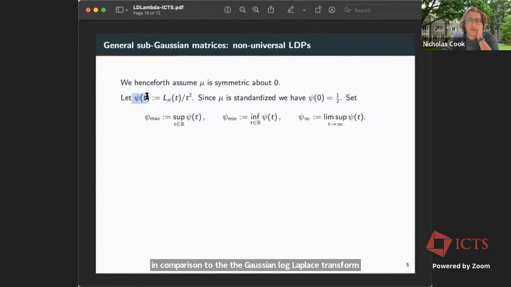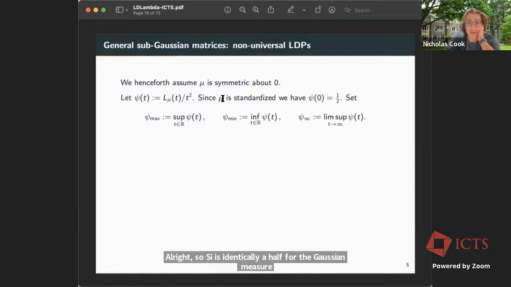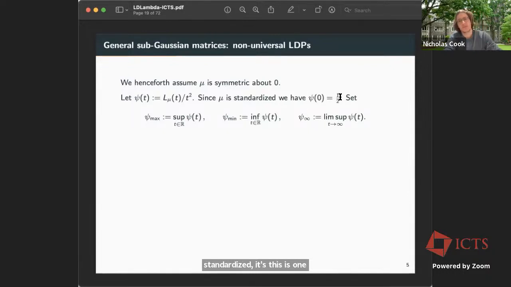It's convenient to define this function psi, which is the quotient of these two. So psi is identically 1/2 for the Gaussian measure. And in fact, for any measure, since this is standardized, this is 1/2 at zero. The answers are going to depend on three parameters. We write psi max for the global maximum of this function. This is finite by the sub-Gaussian assumption, and this would be 1/2 if it were sharp sub-Gaussian.